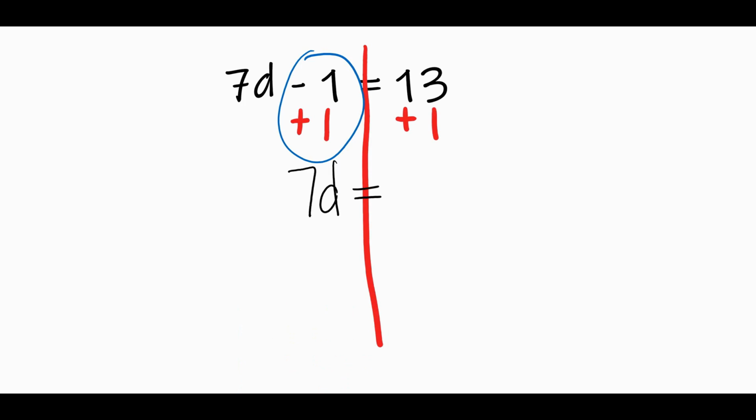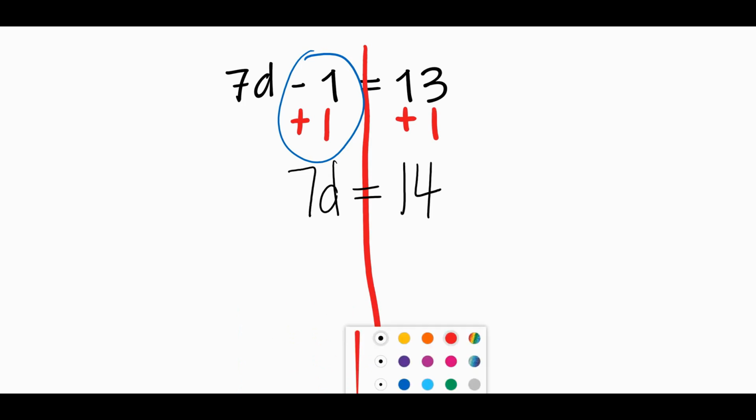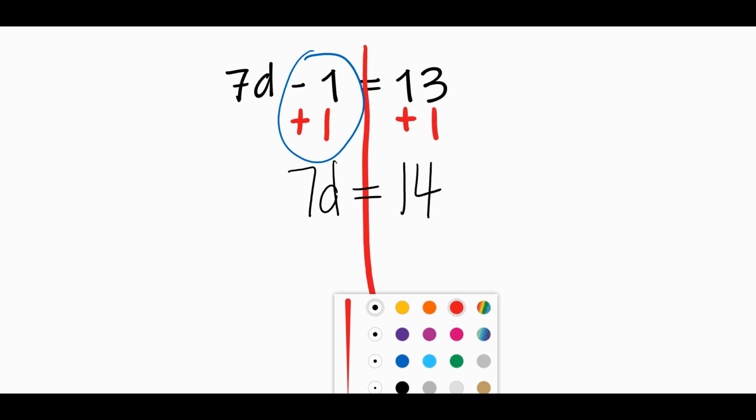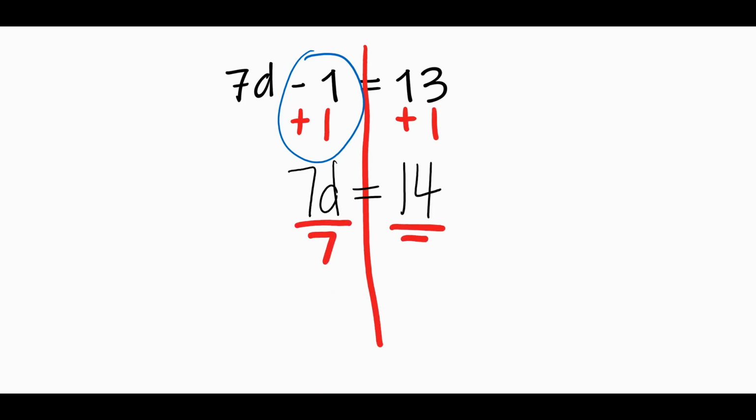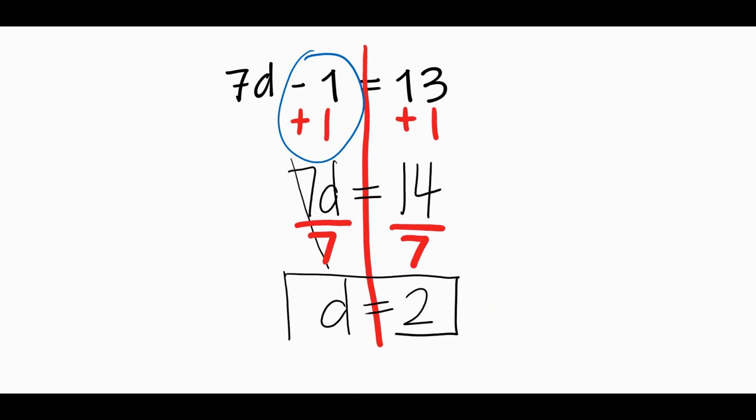Bring down my equal sign. 13 plus 1 equals 14. And when 7 and d are written right next to each other, it means 7 times d. The opposite of multiplying by 7 is dividing by 7. So I'm going to divide both sides by 7. This is going to reduce: 7 divided by 7 is 1d. So I'm left with positive d equals 14 divided by 7 is 2. D equals 2 is my final answer.